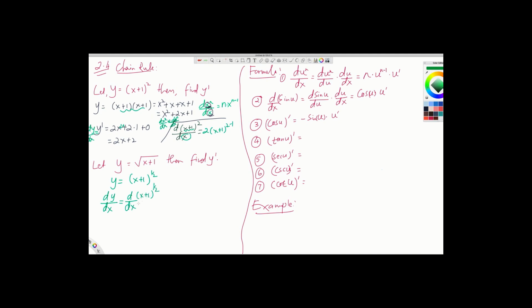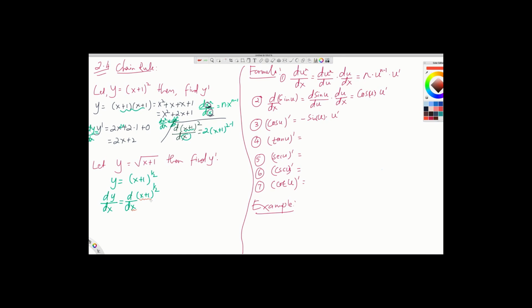Now look at this. You cannot simply use the power rule here. Why can't you use the power rule? Because there is x plus 1 in the base, while the power rule needs just x in the base. So they don't match, and you cannot use the power rule. So how do I do this type of problem?